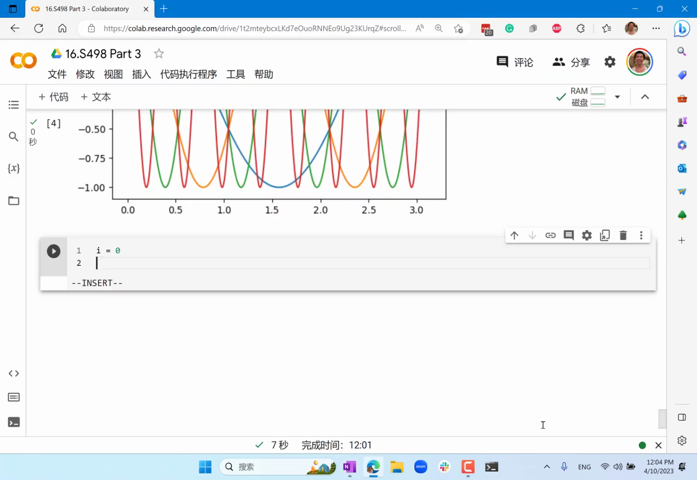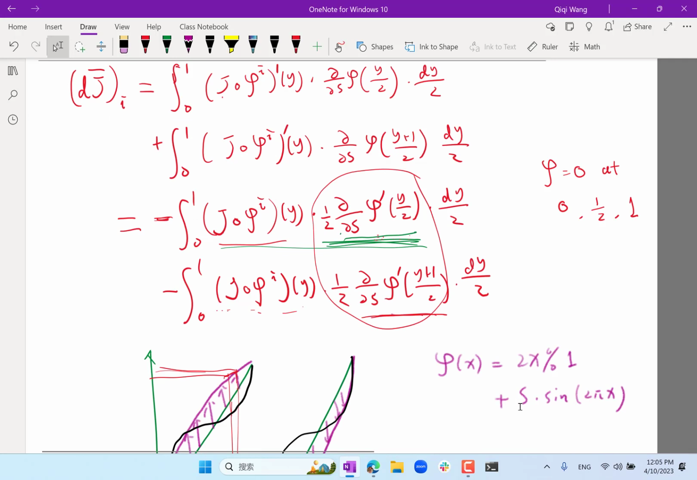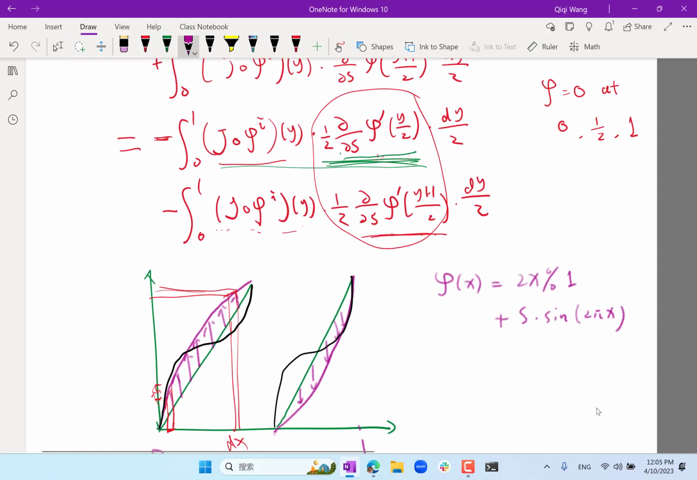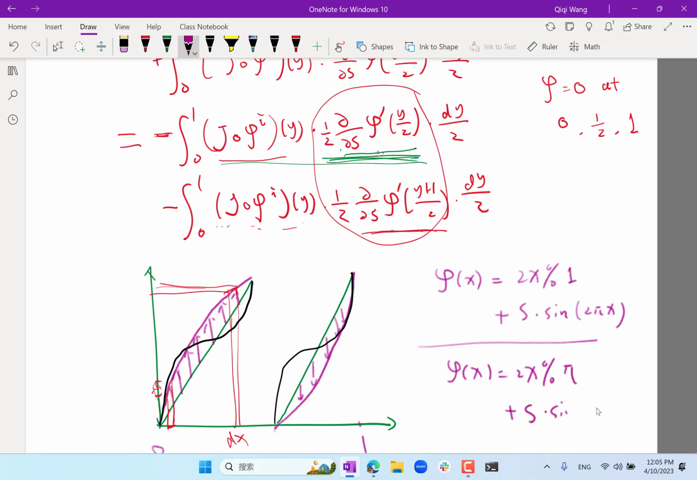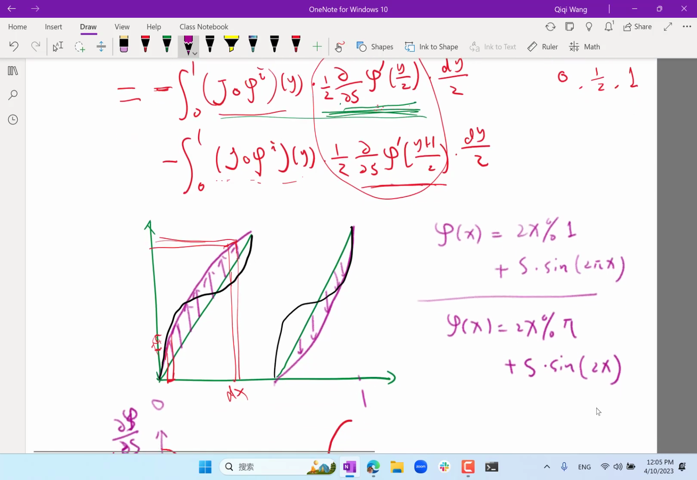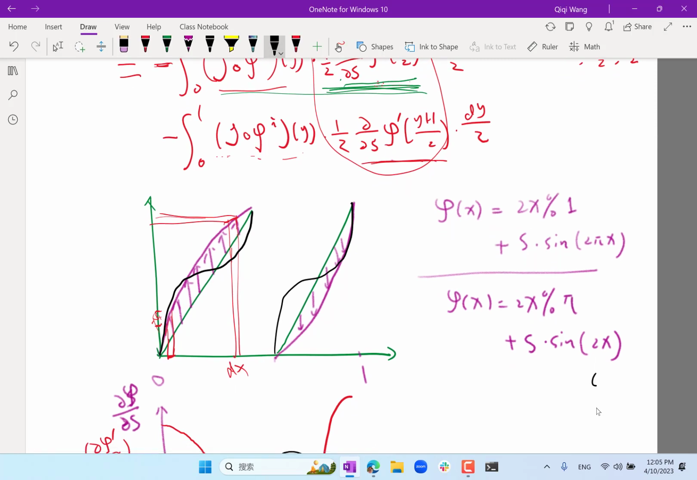So in our first case, let's say the dΦ/dx is going to be equal to, what is it, s times cosine of... in our code, because we always set the range to 0 to pi, right? So Vx is equal to 2x modulo pi plus s times sine of 2x. And we are also going to consider 4x. Okay, so let's first do the purple case, 2x.